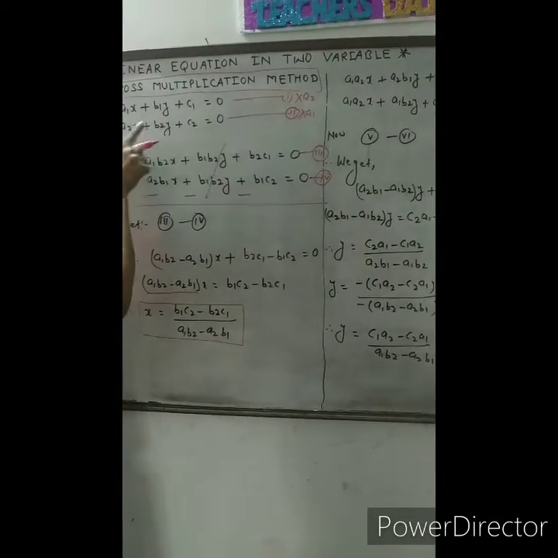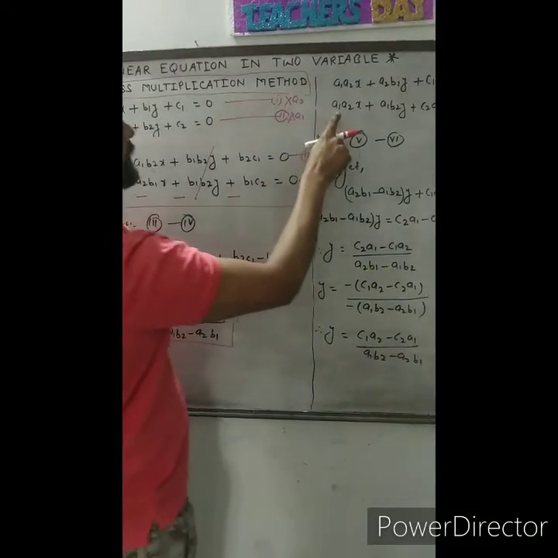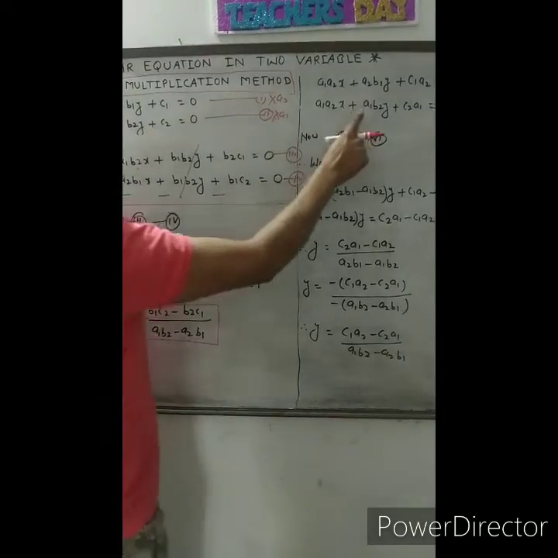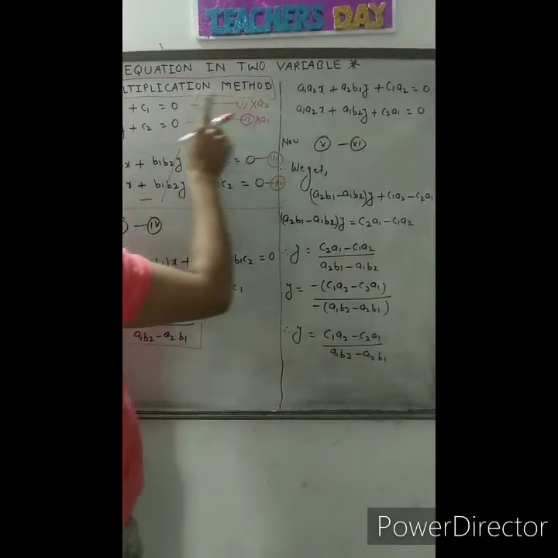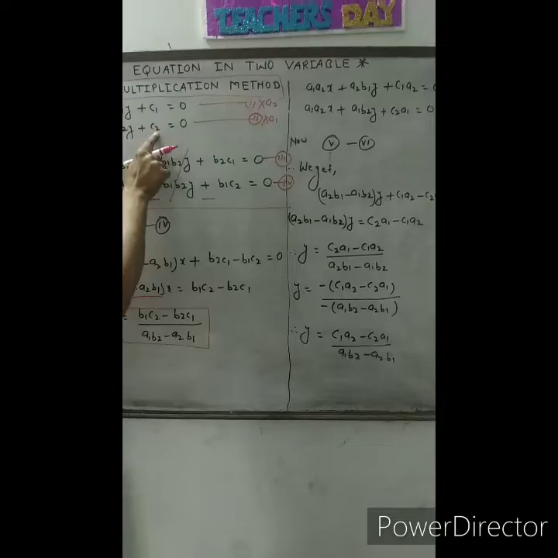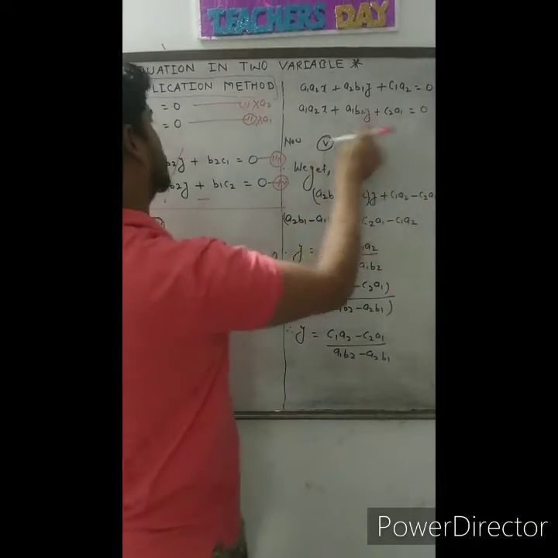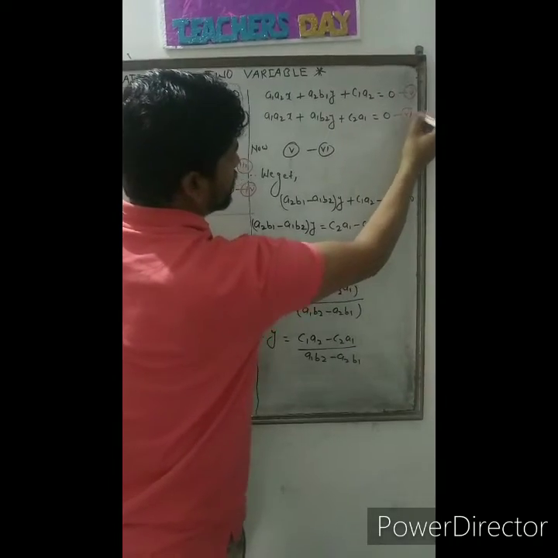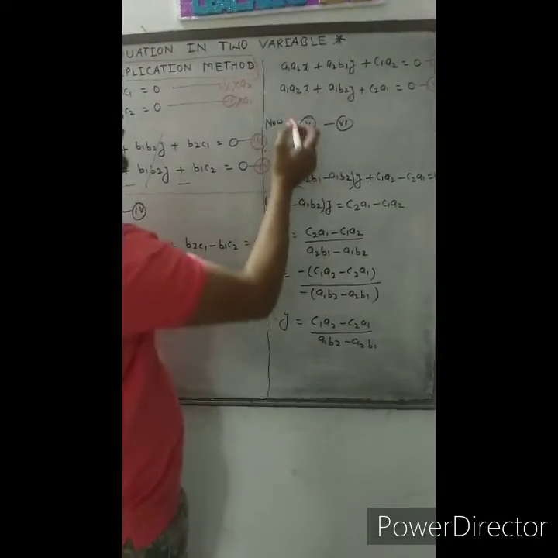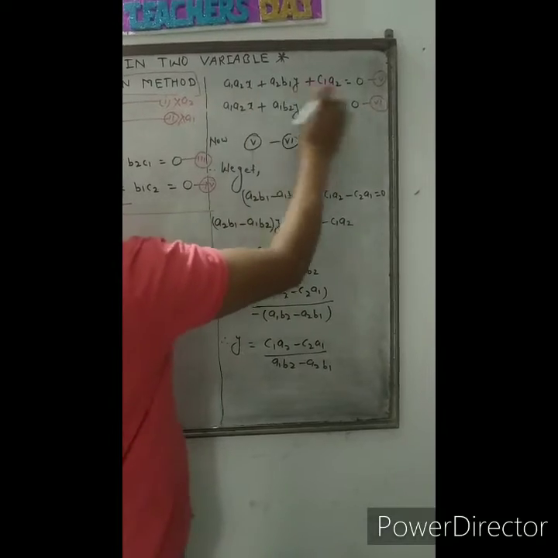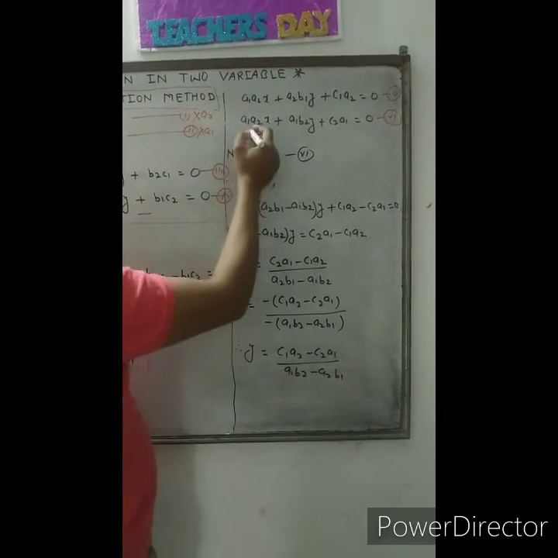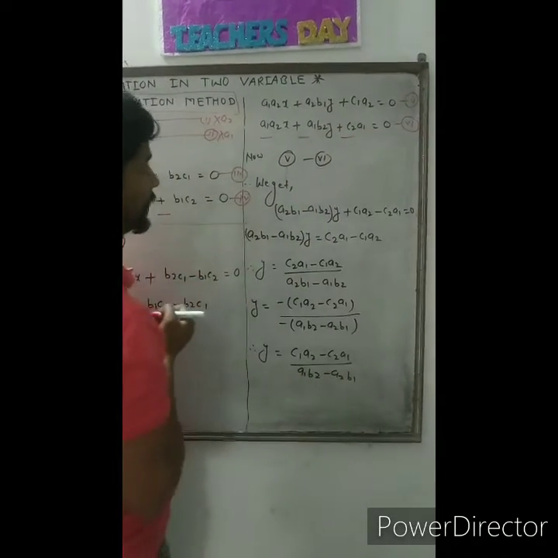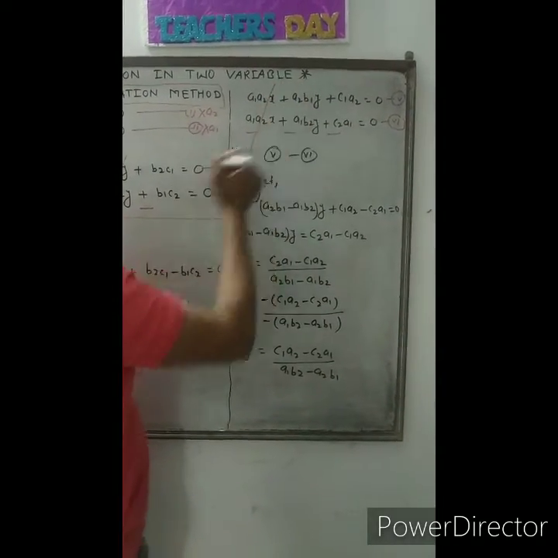Now a1 into a2x, so it is a1 a2x, a1 into b2y. So it is a1 b2y plus a1 into c2. So it is c2 a1. a1 into 0 is equal to 0. Suppose this is equation 6. Now subtracting equation 6 from 5. Now we take here the negative sign. It is also negative and it is also negative. So here this one cancel out.